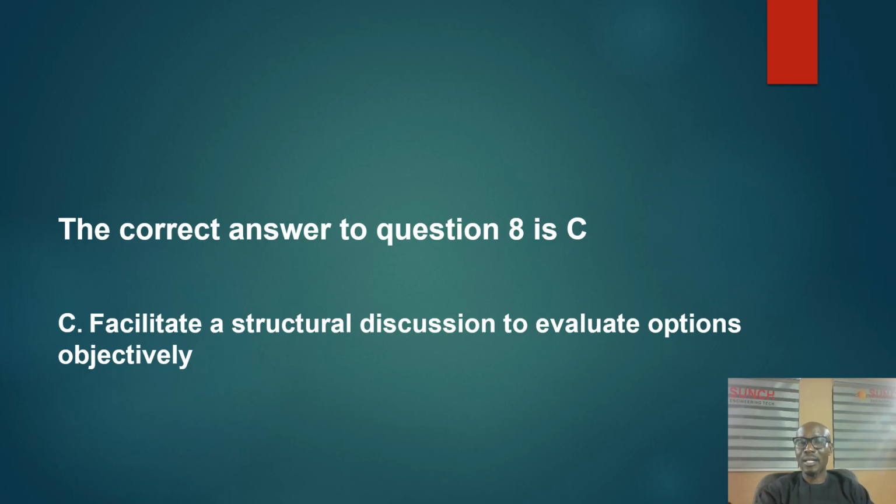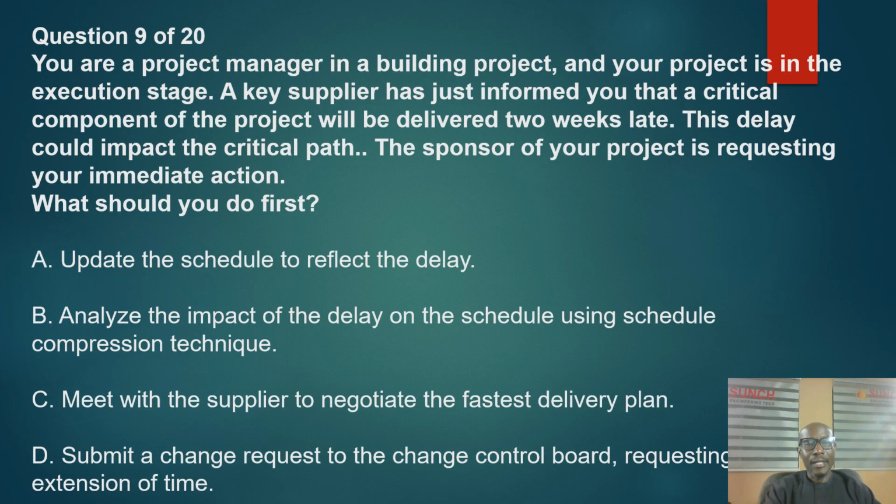So let's move to question 9. You are a project manager in a building project. These are all scenario questions. Your project is in the execution stage. A key supplier has just informed you that a critical component of the project will be delivered 2 weeks late. This delay could impact the critical parts. The sponsor of your project is requesting your immediate action. What should you do first?